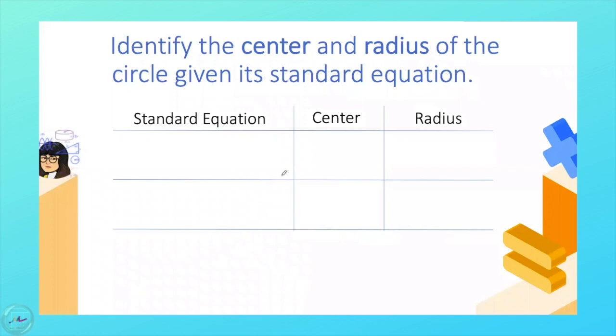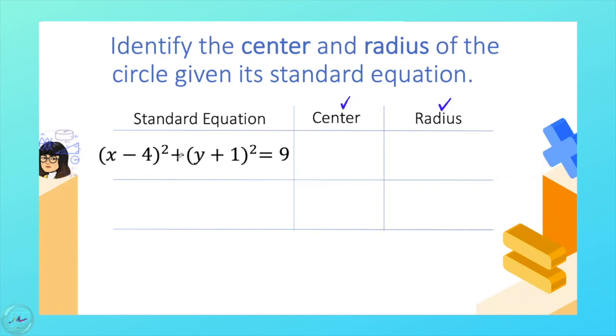So for our table, we have the standard equation in the first column. The center is the one that we will answer, and the radius is also the second thing that we have to determine. It's very easy to determine the center of the circle because, if you may remember, we will just have to follow the standard form or standard equation. In here, we have x minus 4 squared plus y plus 1 squared equals 9.